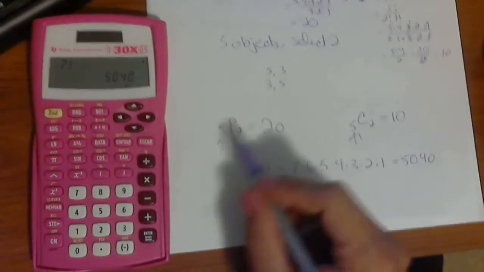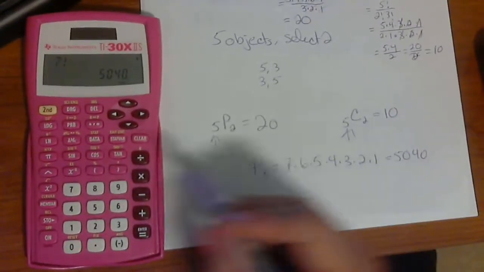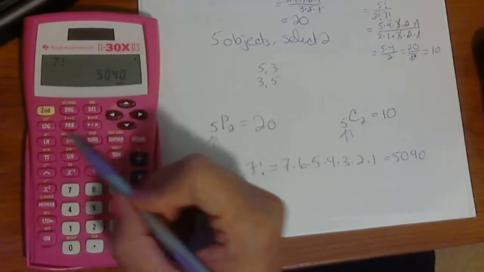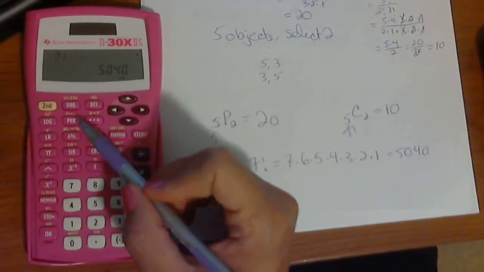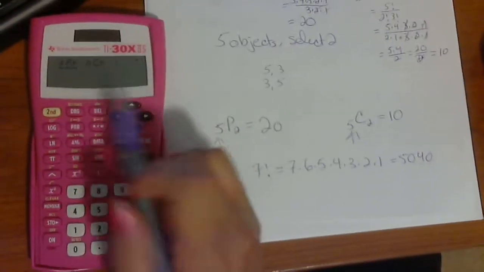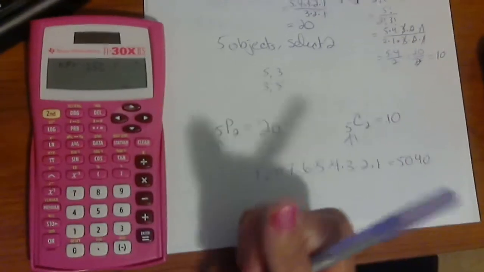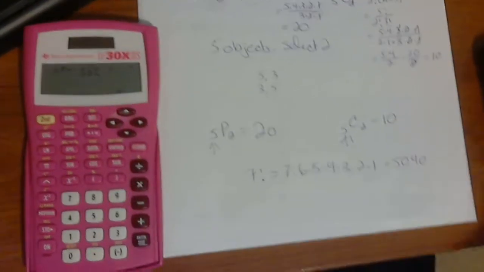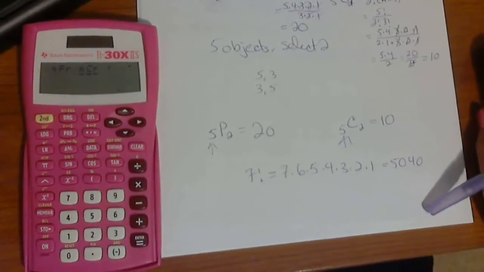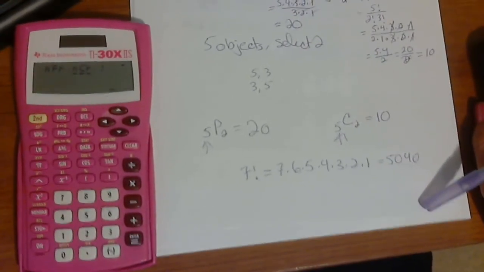So any of the permutation, combinations, or factorials can be found under this PRB button. Okay? Just make sure whatever you want is the one that is underlined and then hit enter to select it. So try some more problems with combinations and permutations and let me know if you have any questions.